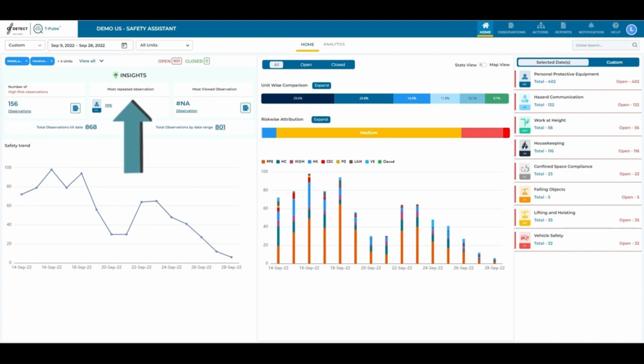Next to that are the most repeated observations that are occurring in your operation, such as PPE or working at height. And next to that, you'll have the most viewed observations. Below that is a trend chart. This chart shows the number of observations that have occurred on a given day. What is most important about the trend chart is its direction. The goal here is to have a downward trend, as this indicates an improvement in overall safety performance.